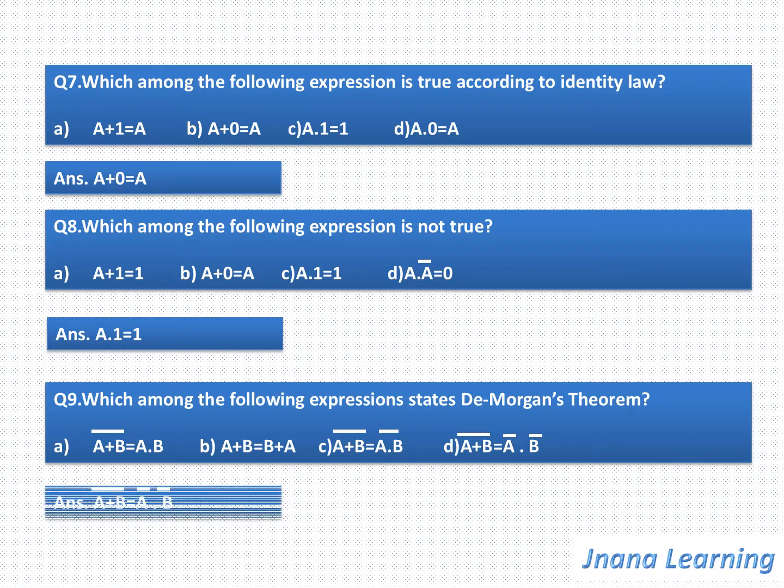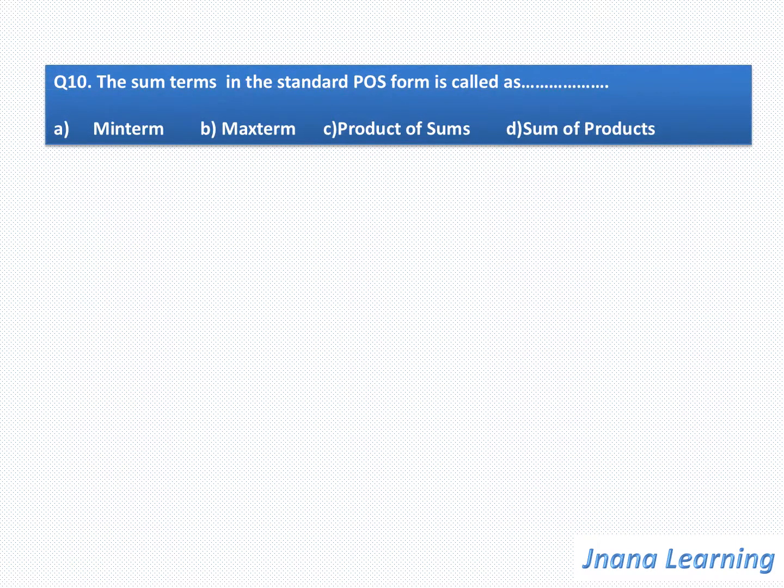Now last question, that is the sum terms in the standard product of sum form is called as? Options: min term, max term, product of sum, sum of products. Which is the correct answer? Max term. Okay, so that is a simple objective test just for your self-assessment.